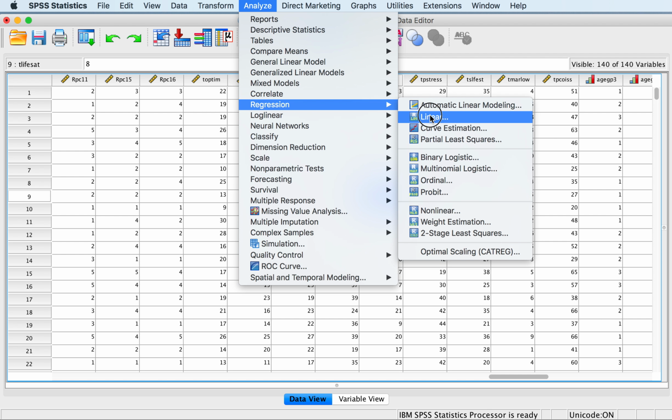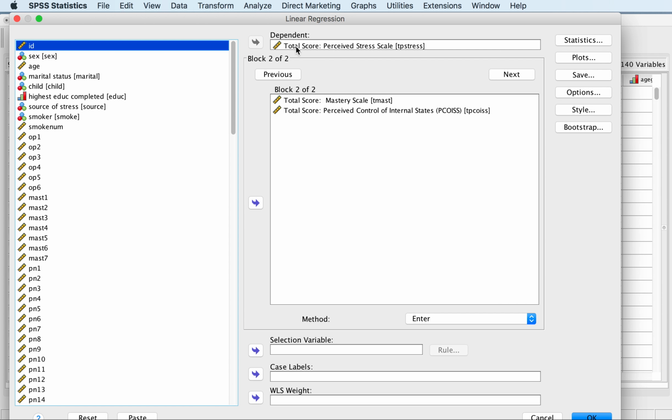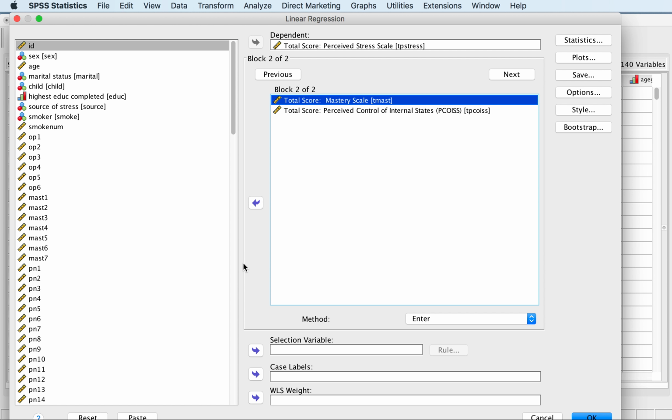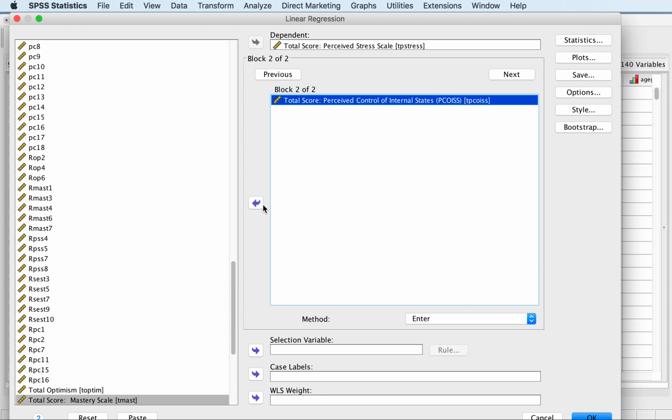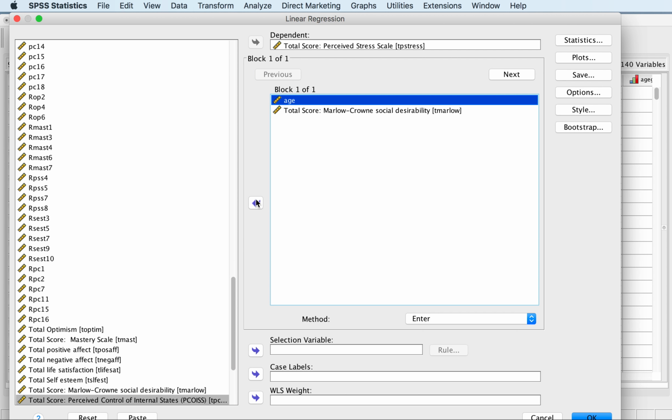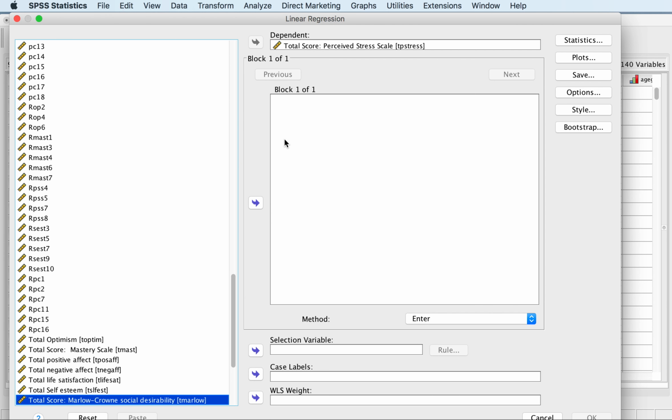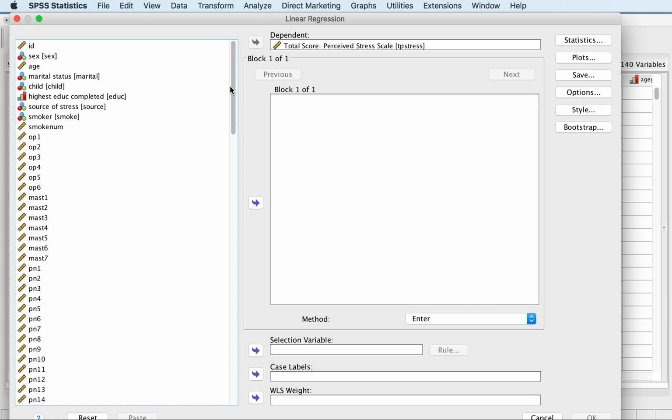So we're going to go to regression, linear, and we're going to keep total score perceived stress scale as the dependent variable. Okay, that's our y variable. Now we're going to enter those variables that we think might moderate the relationship between the two predictors we just used.